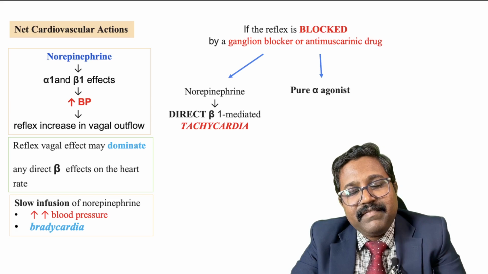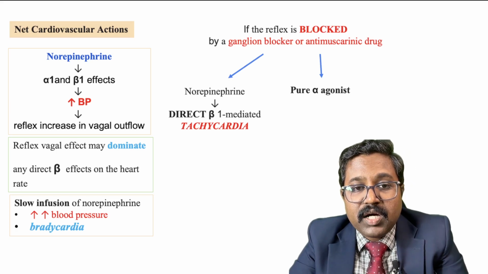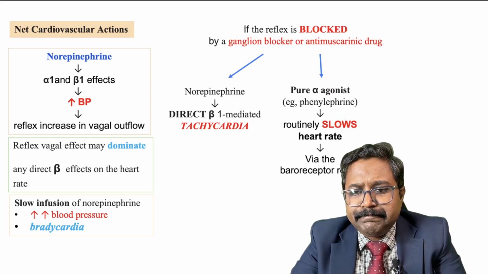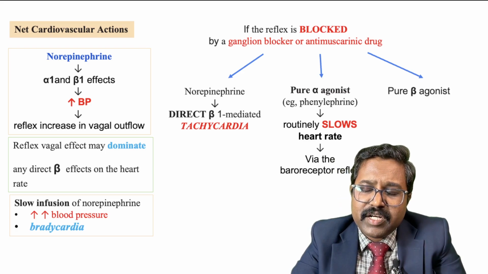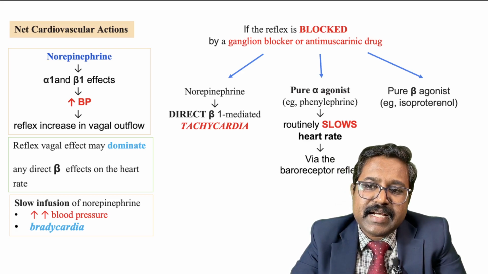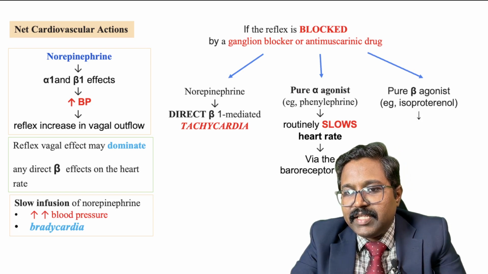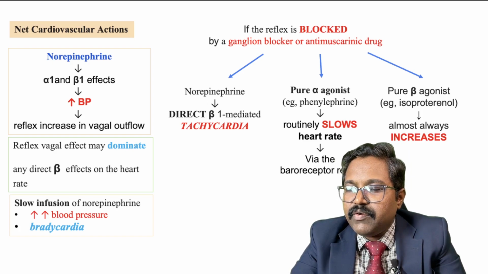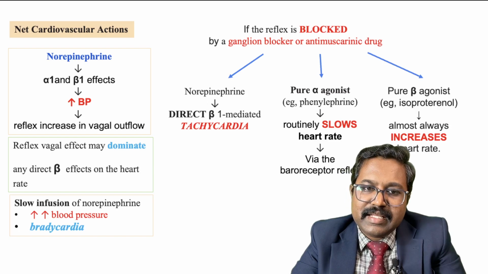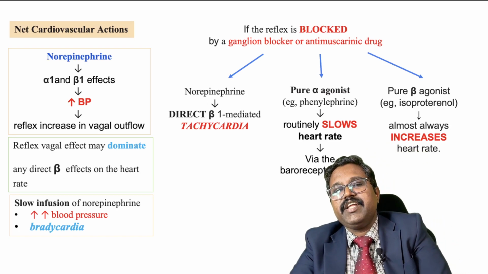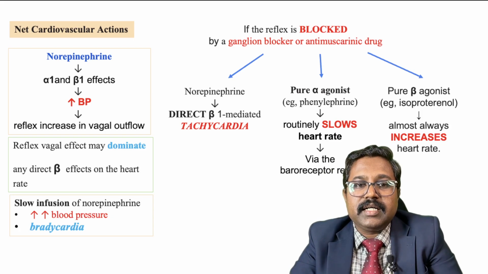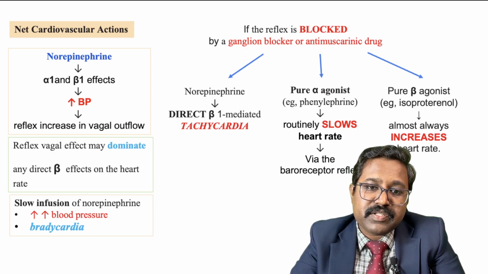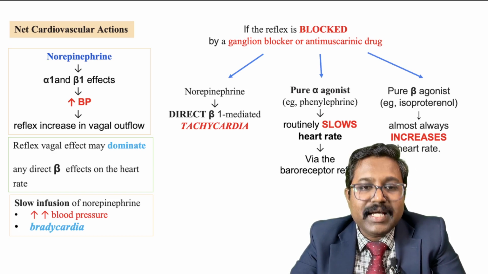What happens if you give a pure alpha agonist like phenylephrine? There will be reflex slowing of the heart rate by the baroreceptor reflex. On the other hand, if you administer a pure beta agonist like isoproterenol, since you will be blocking the vagal activity, almost always the beta agonist will increase the heart rate, causing tachycardia, in conditions where you would have already blocked with the help of ganglionic blocker and antimuscarinic drugs.